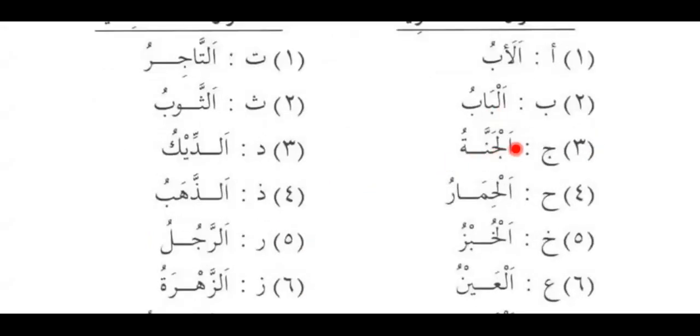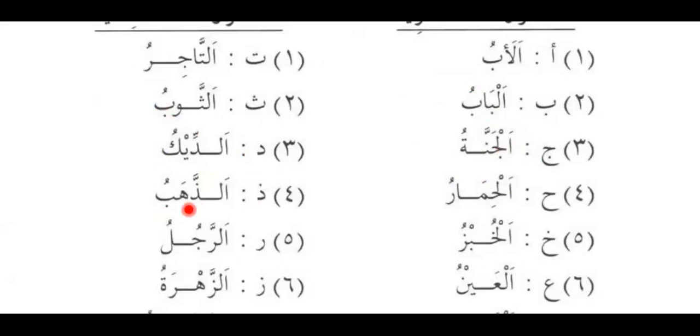Al-jannatu means what? Paradise. Paradise, the garden. Al-jannatu, may Allah make us dwellers of Al-Jannah. Amen. Ad-dik, the cock. Al-himar, the donkey. So all of these words, we've come across them except thawb and al-jannah, which is a common word.